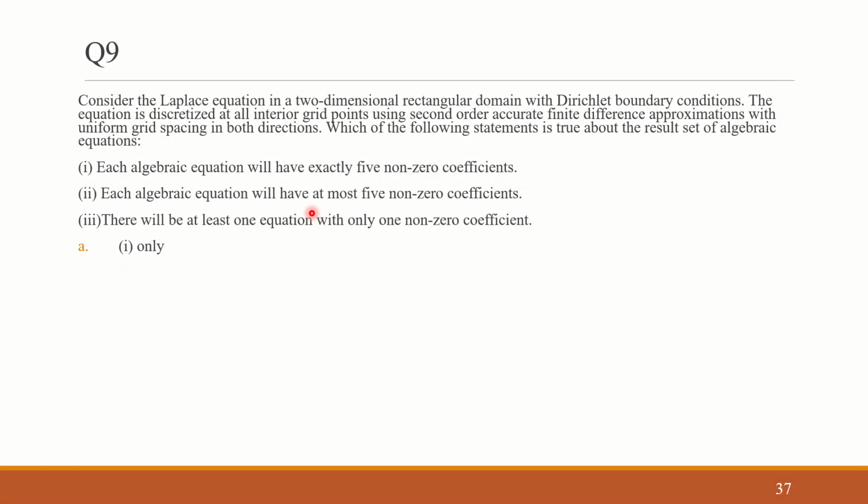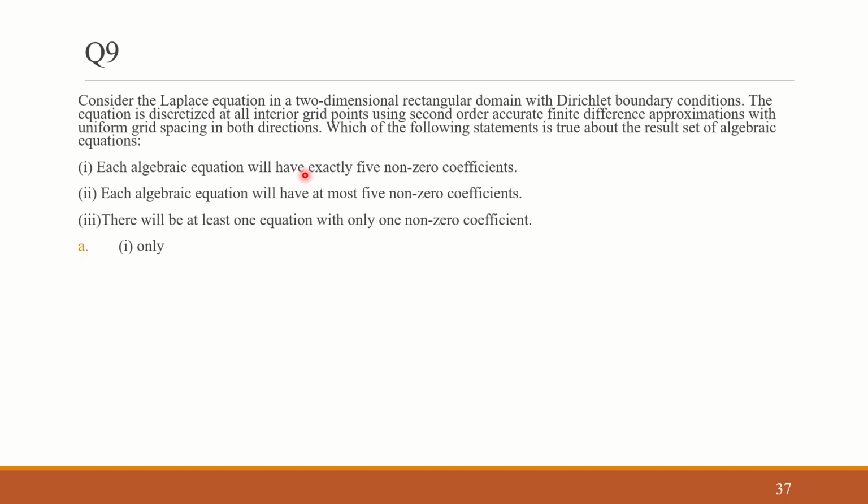So in the interior grids we have 5 points, whereas at the boundaries the boundary values might be specified, so those might not count. So these 5 points will give 5 coefficients. At the max, we can have 5 non-zero coefficients. The minimum can be whatever, but the maximum is 5. So coming back, statement 1, each algebraic equation will have exactly 5 non-zero coefficients, is not correct. Why? Because at the boundaries we know the values, so we cannot use them as a coefficient.